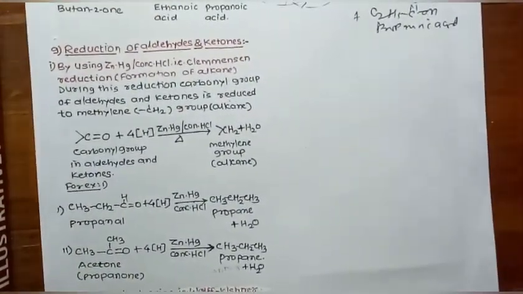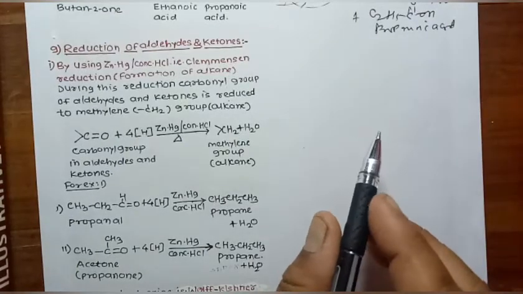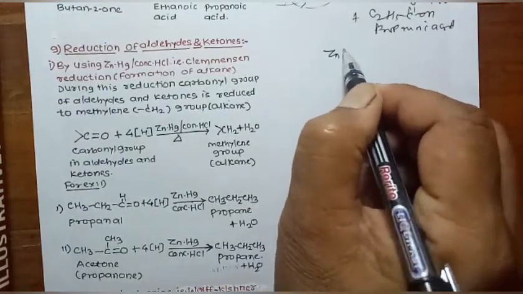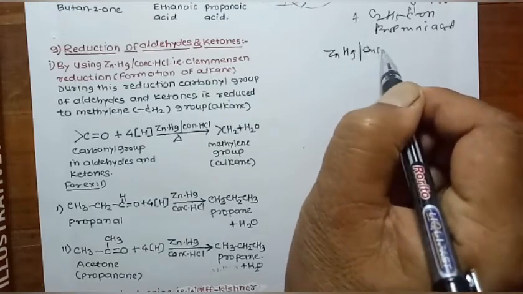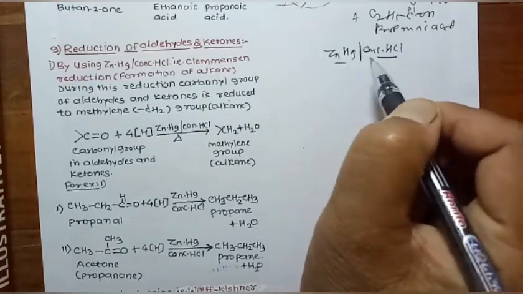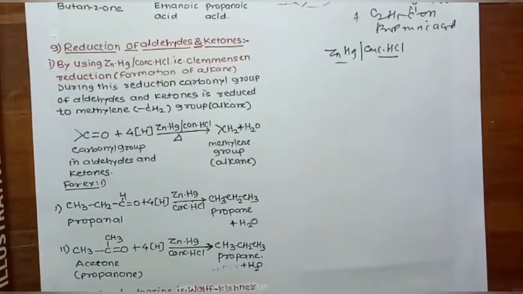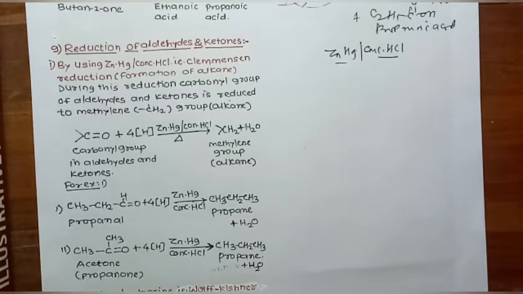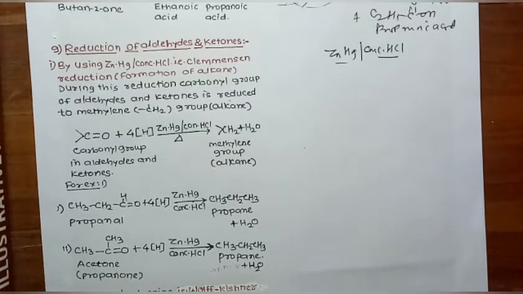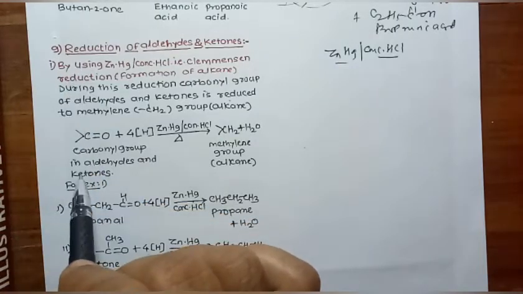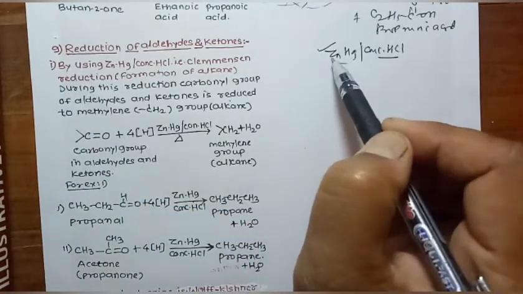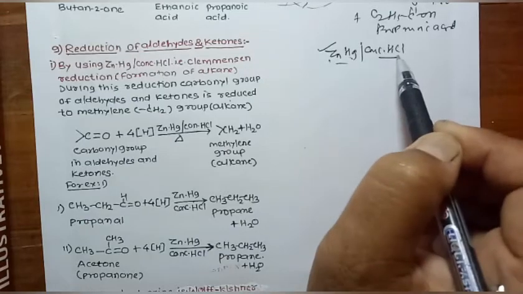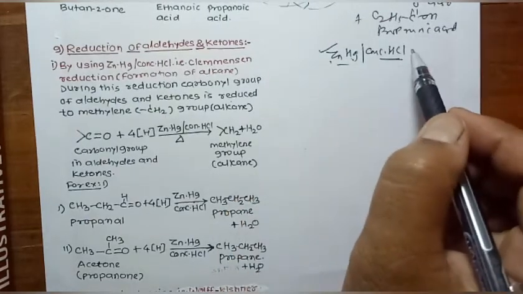Here, there are different reducing agents used. First of all, Zn-Hg and concentrated HCl. Another reducing agent is hydrazine, NH2NH2, followed by alkali in the presence of a high-boiling solvent like ethylene glycol. That reduction is known as the Wolff-Kishner reduction. And when aldehydes and ketones are reduced by using the reagent ZnHg, zinc amalgam, and concentrated HCl, this reduction is known as the Clemmensen reduction.